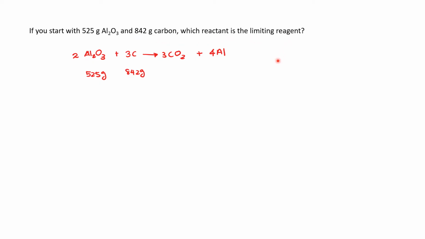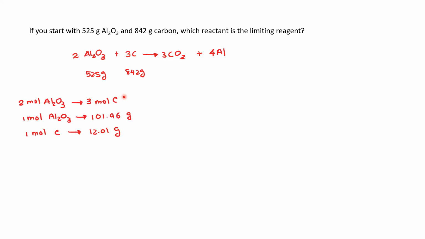If you start with 525 grams of aluminum oxide and 842 grams of carbon, which reactant is the limiting reagent? So we are going to pick one reactant first and then see how much of the other reactant is needed. When you look at the stoichiometric coefficient, you see 2 moles of aluminum oxide reacts with 3 moles of carbon. We are going to use that information and then we are going to use the molar mass of aluminum oxide and the molar mass of carbon.